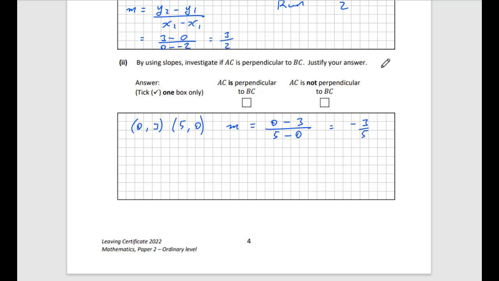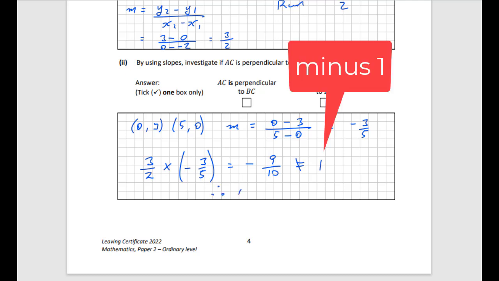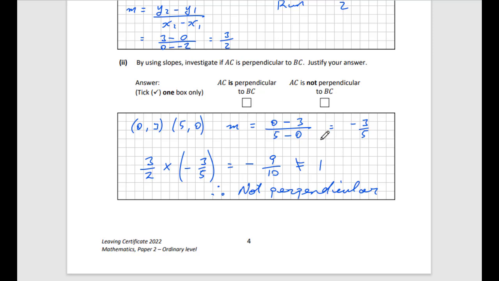So to prove that 2 lines are perpendicular, you take the 2 slopes and multiply them, and you should get minus 1 if they are perpendicular. So we're going to take 3 over 2, multiply it by minus 3 over 5, and that'll give us a negative answer anyway because it's plus times minus. Top times top is 9, bottom times bottom is 10, so we get minus 9 over 10. That's not equal to minus 1, therefore they're not perpendicular. Okay, so that's part 2 done. Oh, we've got to tick this box as well. AC is not perpendicular to BC.